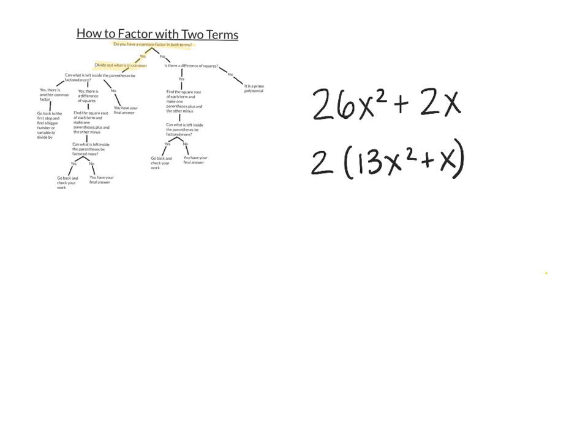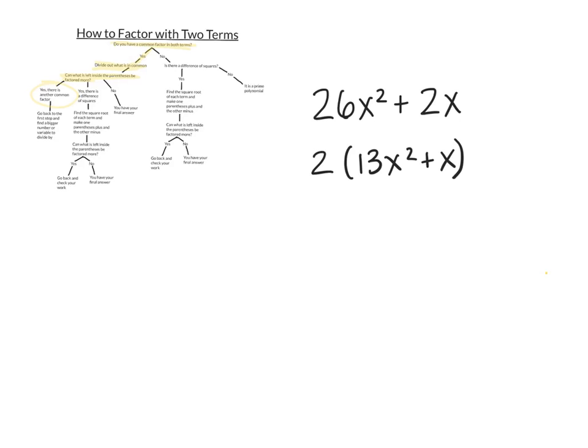Then I continue to the next step. Can what is left inside the parentheses be factored more? So is there another common factor? Looking inside the parentheses here, 13x squared plus x. Oh, I see that there's another factor in common. They both have an x.